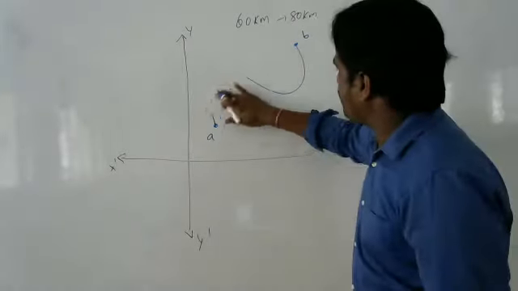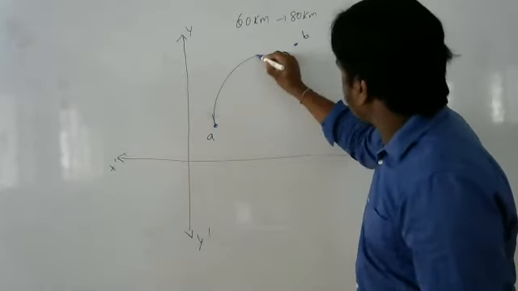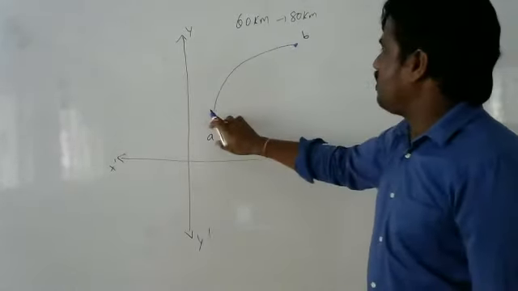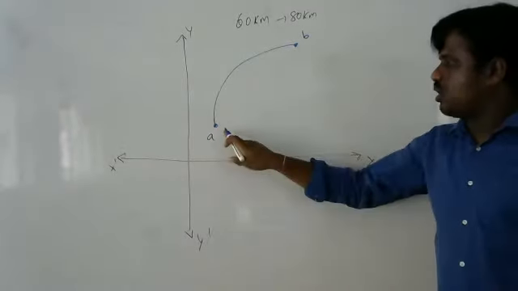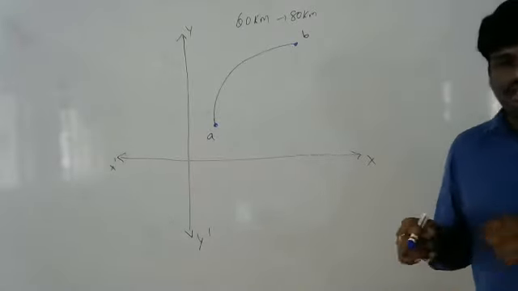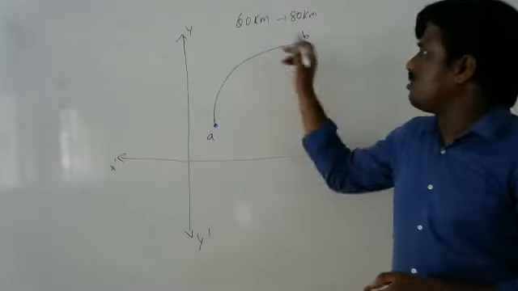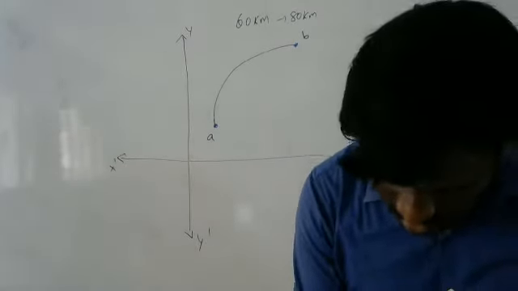If you do not wish, I will draw another way. Let's draw it simply. This is the place, this is the home, and this is the college. So he is going to college riding a bike, at 60 kilometers per hour. He is going at very high speed.